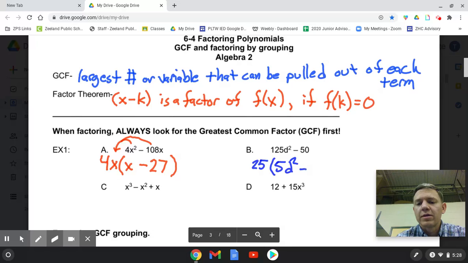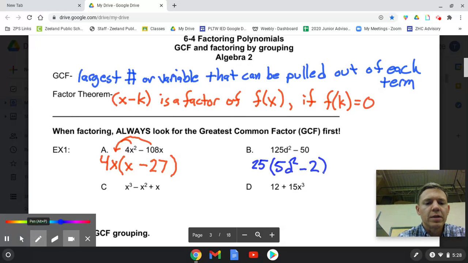Dividing it out, I'm left with 2. 25 times 2 is 50. The next one, C. What do all those things have in common? You should be able to look at it and pick it out right away. You said x, good job.